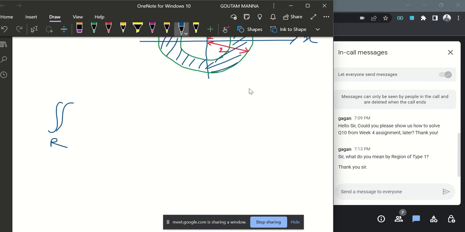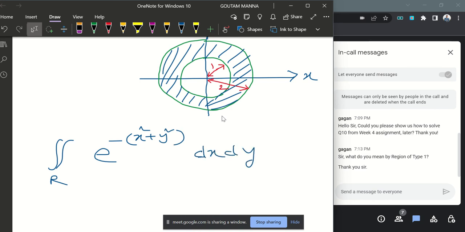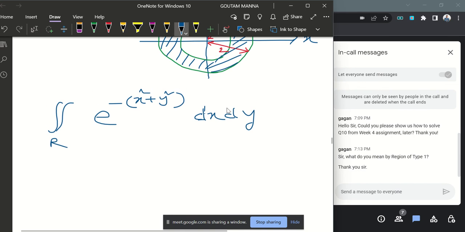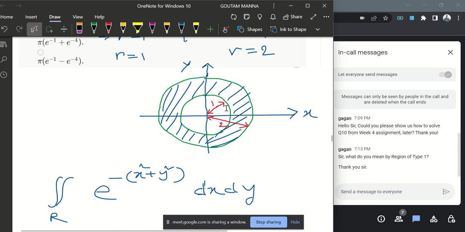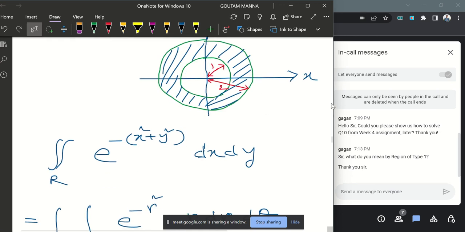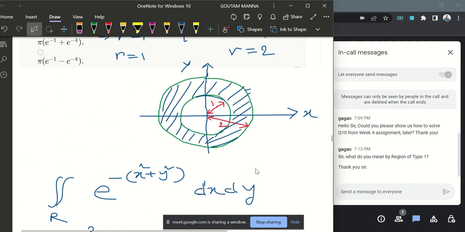So the integration is e to the power minus x square plus y square times dx dy. Now if we transfer it to the plane polar coordinate, it will be e to the power minus r square, and dx dy you can write as r dr d theta. To put the integration limit, r is varying from 1 to 2, from this circle of radius 1 to this circle of radius 2. So the lower limit of r is 1 and the upper limit of r is 2. And theta is varying from 0 to 2 pi, the entire region.